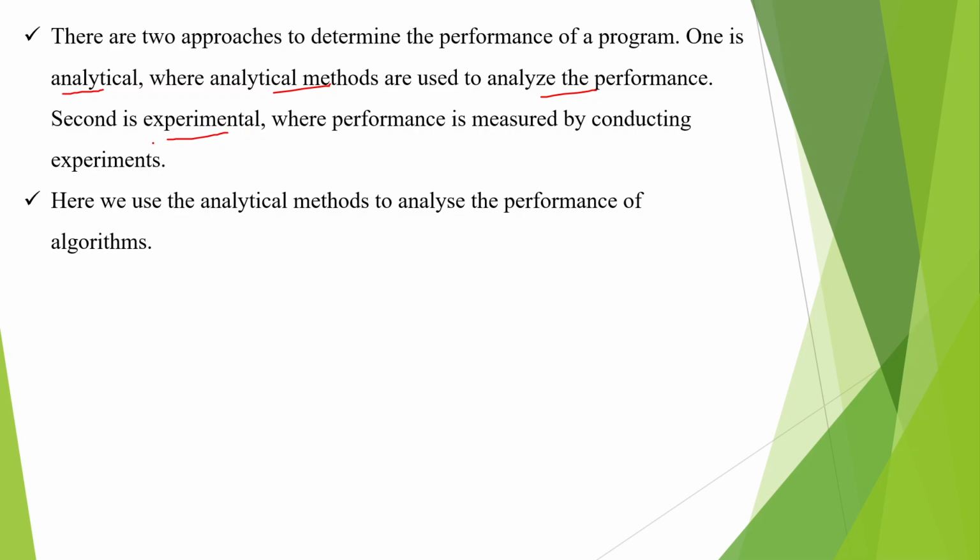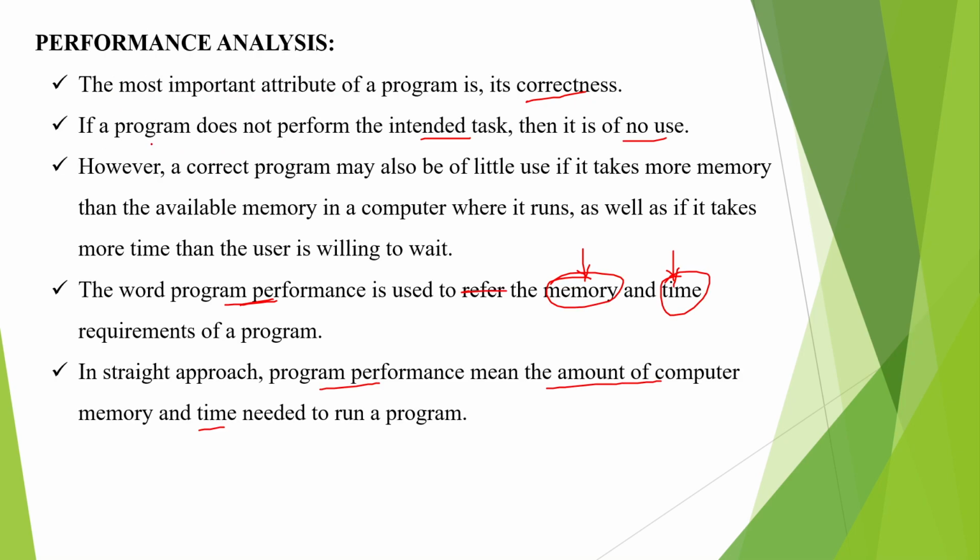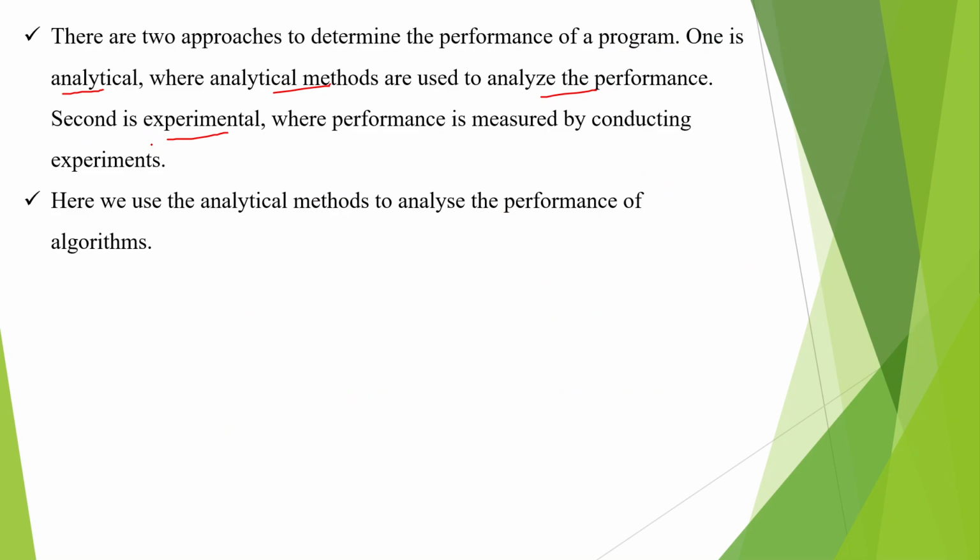Okay, and here in our performance analysis, we will not go for the experimental approach. That means we will not convert the given algorithm or code into a program and analyze how much memory it consumes and how much time it takes. Straight away we do the analytical method only. Without converting the algorithm into a program, we will go with the analytical approach. So here we use the analytical method only to analyze the performance of an algorithm. This is what you need to remember.